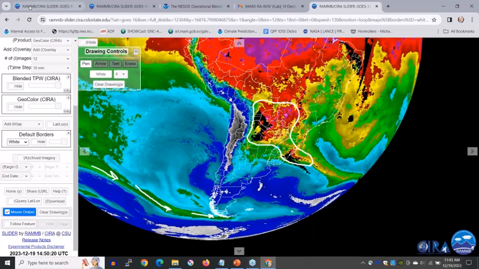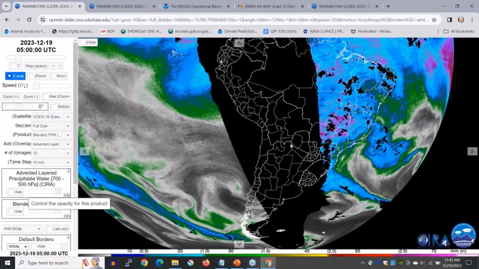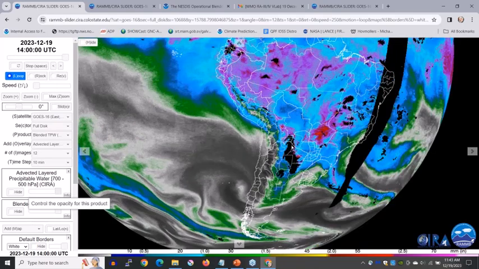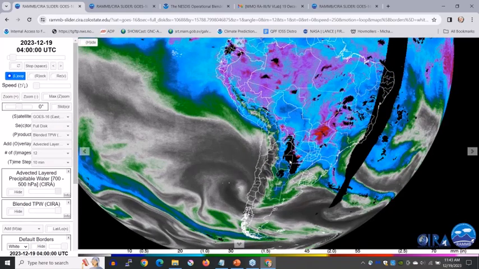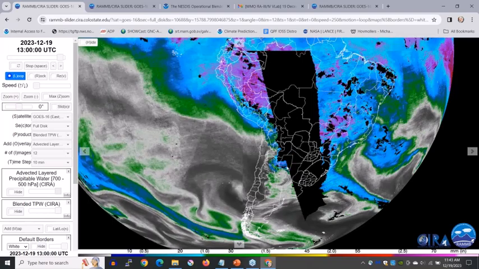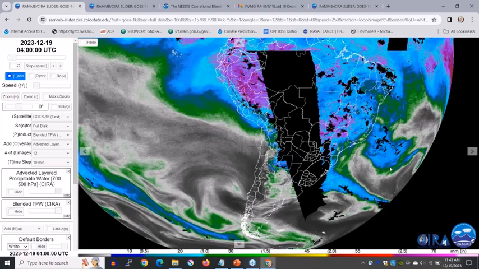If we look at the mid-level precipitable water, this is the vector layer precipitable water, we can see these black areas in the area of higher amounts of precipitable water, and this has to do with the fact that there's a lot of convection in this area.